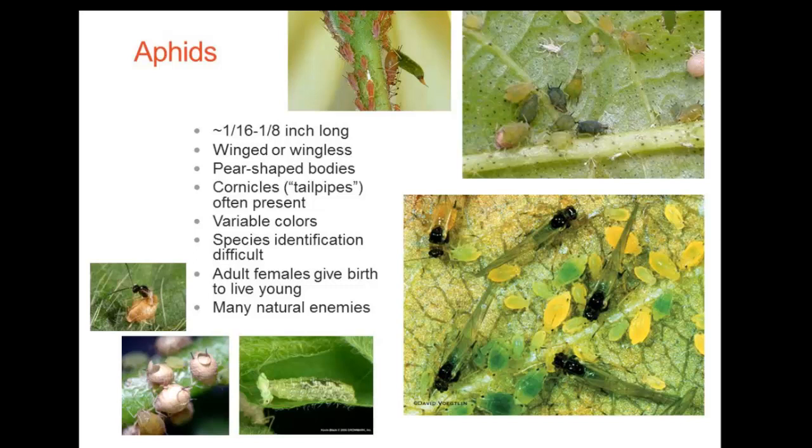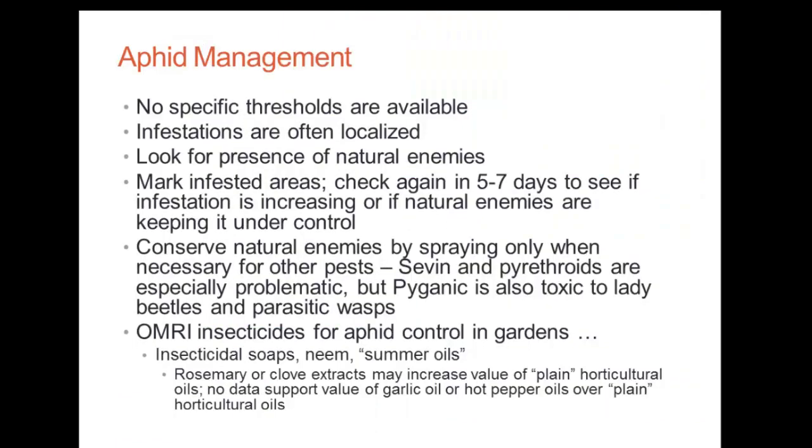Aphids, everybody's favorite little creatures. They're so prevalent because when you see aphids on plants, they're almost always all females, and they're almost always giving birth to young females without mating, so populations just explode rapidly. They do have lots of natural enemies. There are parasitic wasps, there are fungal diseases, there are lots of predators, and those are usually what keep aphids in check. You see aphids on plants, there are no specific thresholds.